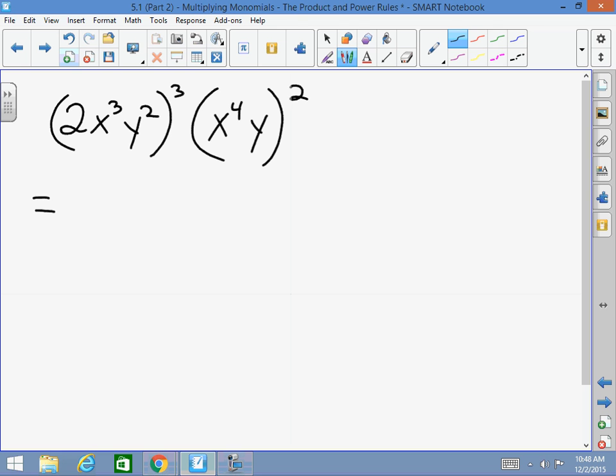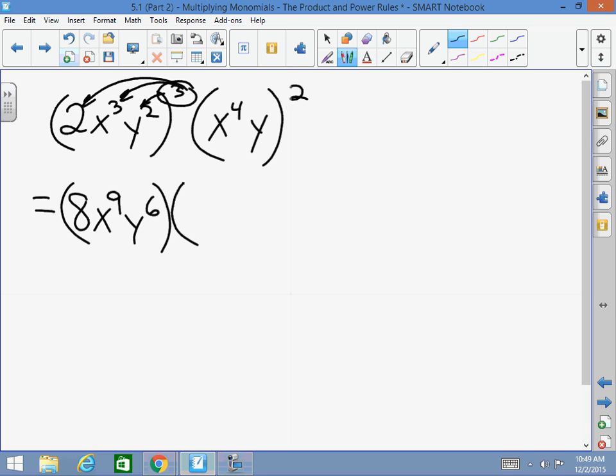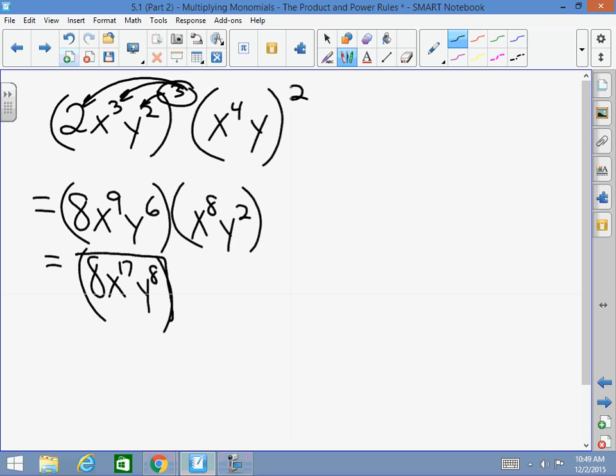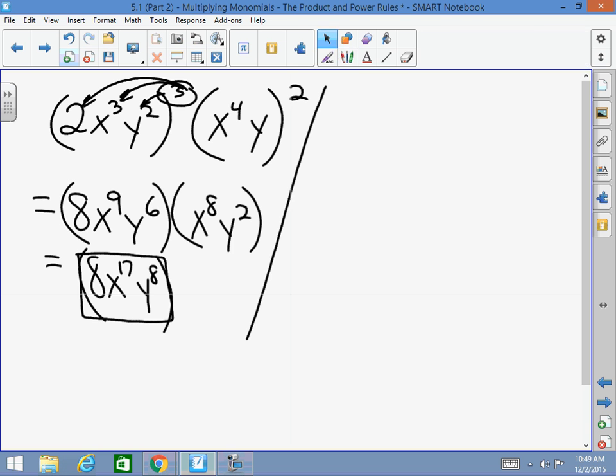Let's first do with our exponents, gentlemen. What would we get here? Okay, we got to distribute this 3, right? We got to distribute this to all the exponents, right? So 2 to the 3rd power would be 8, x to the 9th, y to the 6th, beautiful, times x to the 8th, y squared, excellent, which would equal 8, x to the 17th, y to the 8th. Fantastic. Good job, gentlemen.